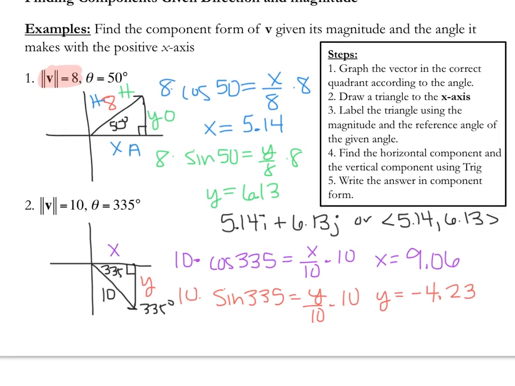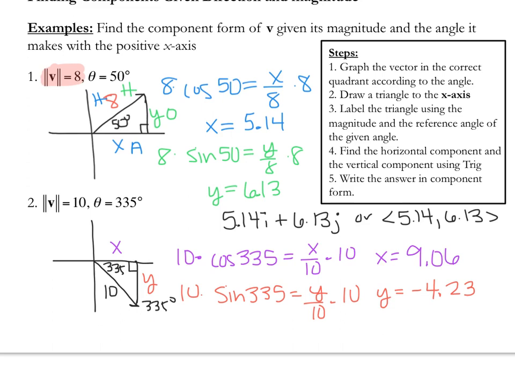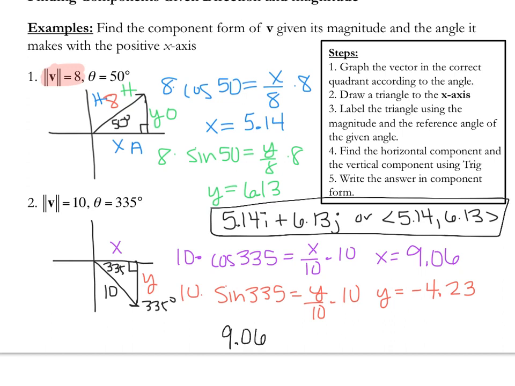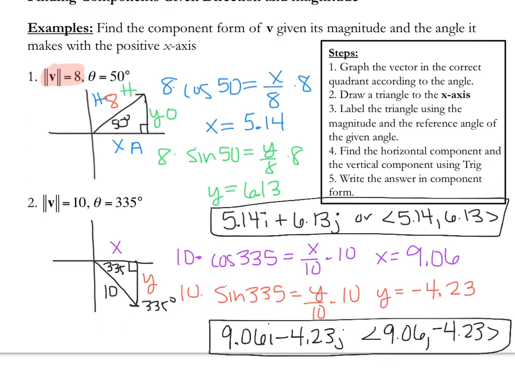So in component form, the answer would be 9.06i minus 4.23j, or you could write it in the bracket form, 9.06 comma negative 4.23. Either way, that's an answer.